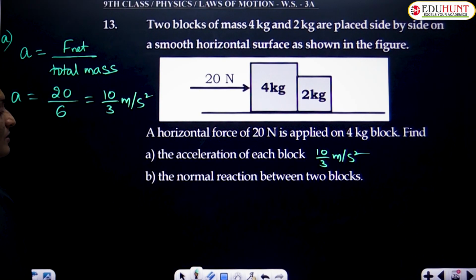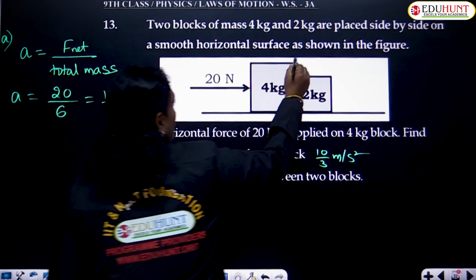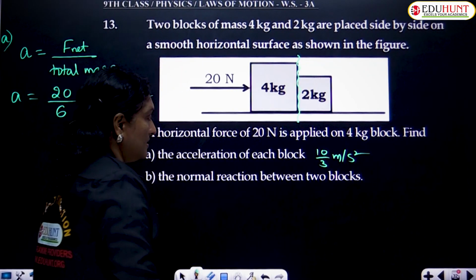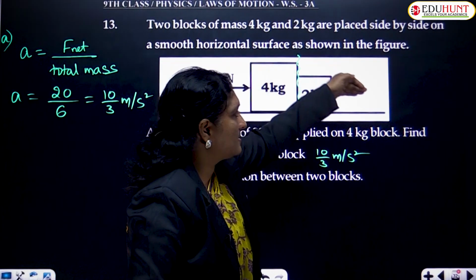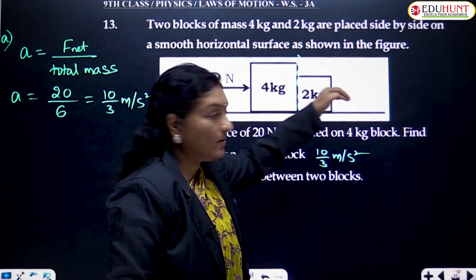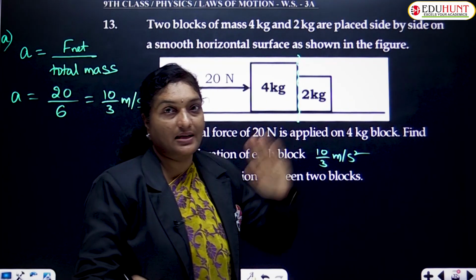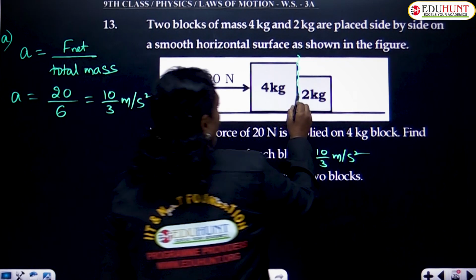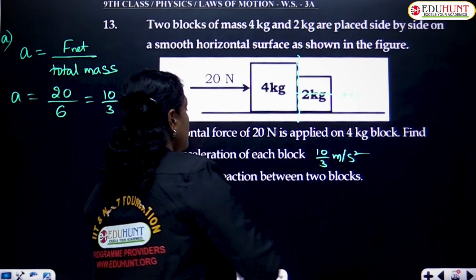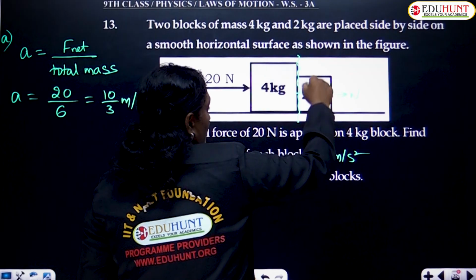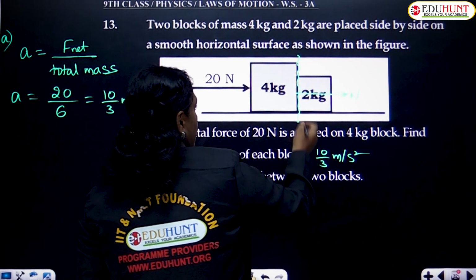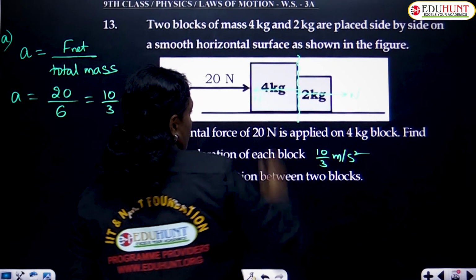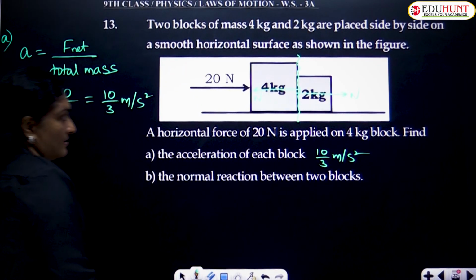The normal reaction between the two blocks. So between the two blocks, somewhere here, because of the contacting surfaces, this contacting surface exerts some perpendicular force here. What is that perpendicular force given by the surface on the block? It is nothing but your normal reaction, and the direction of normal reaction will be something like this. So this 4 kg mass is exerting some normal reaction on this. As a result, an equal and opposite force will be acting in the opposite direction. That normal reaction you are asked to find out.